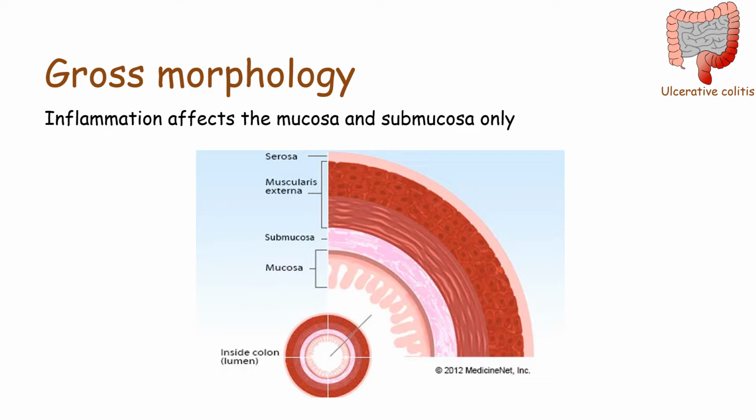So in terms of the gross morphology, ulcerative colitis will affect the mucosa and submucosa only. So here we have a section through the large bowel, and we can see all the different layers. Only the submucosa and the mucosa are affected in ulcerative colitis. And this is in contrast with Crohn's disease, where we will see a transmural inflammation, so affecting all the layers of the colon.